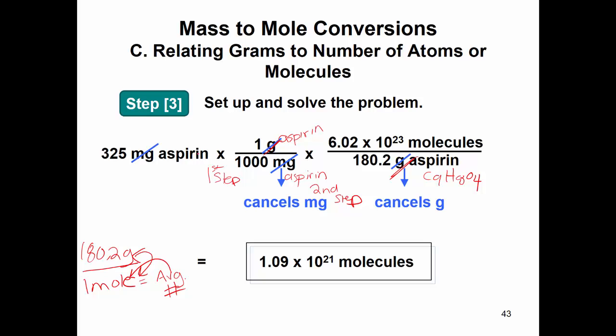When you plug this into your calculator, it's 325 times 6.02 times 10 to the 23rd, divided by 1,000 times 180.2. When you do this, you need to use parentheses around all of your numbers and be sure you get the correct exponent. If you get the wrong exponent, you've plugged it into your calculator incorrectly.